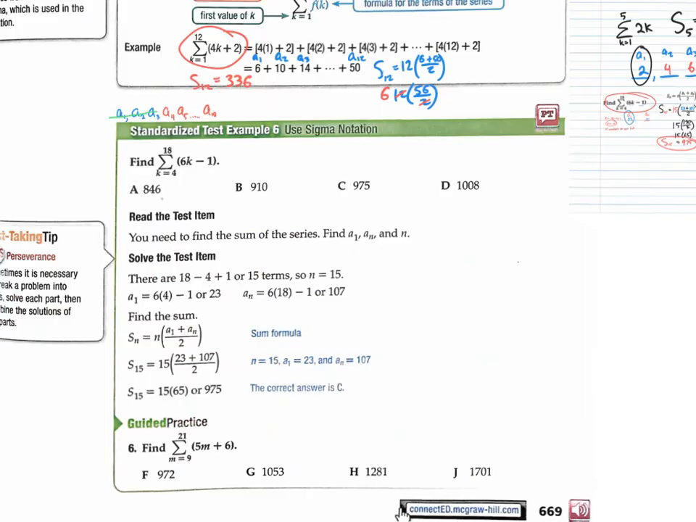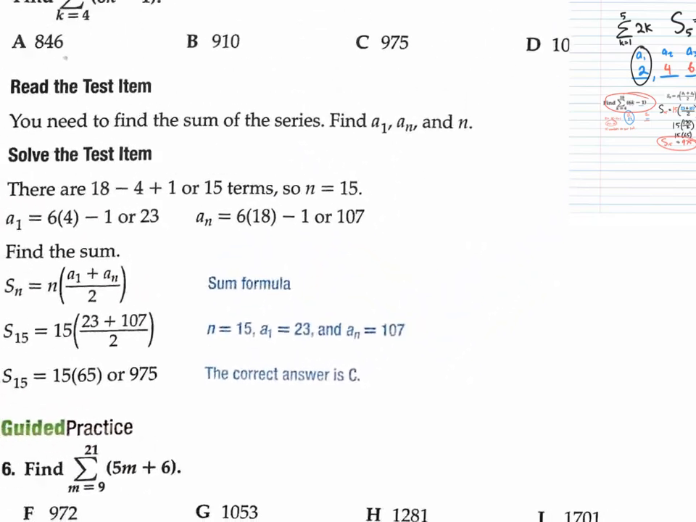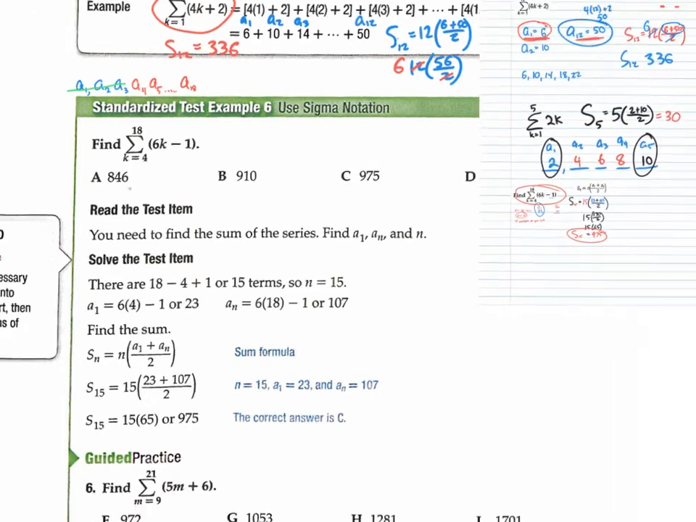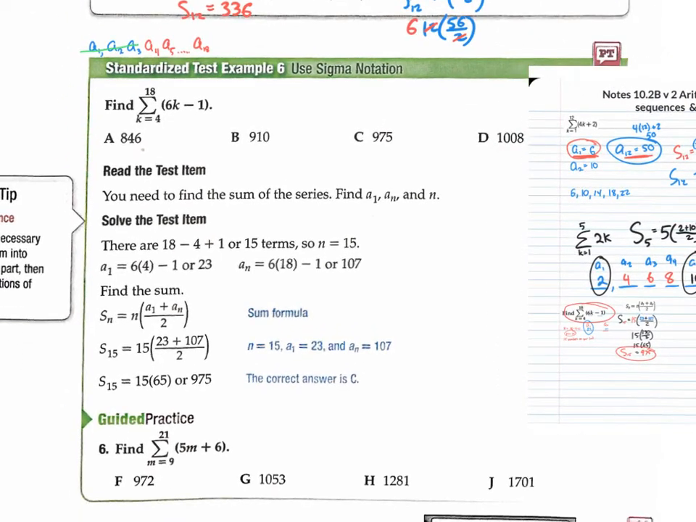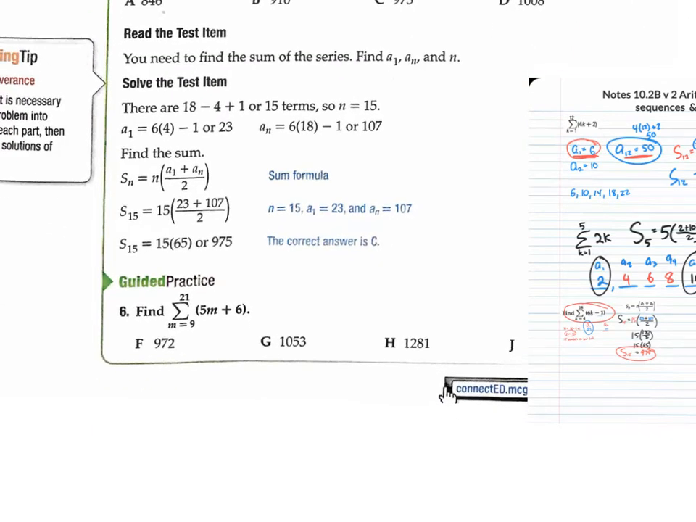975. If we go back to the actual example in the book, they tell you that the correct answer is C, which is 975 right there. Same answer we got, okay? So we're going to be doing a total of 4 of these for homework today. We might as well do this one right here, number 6.